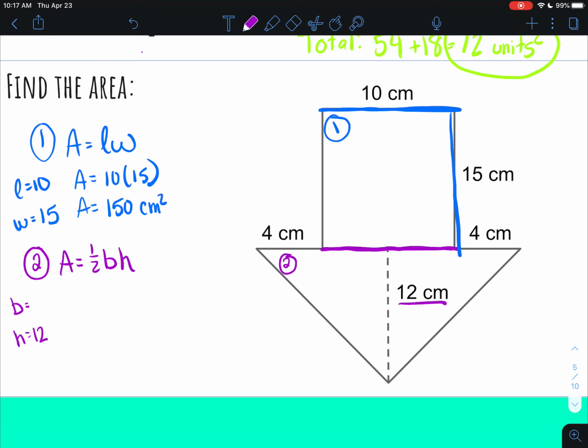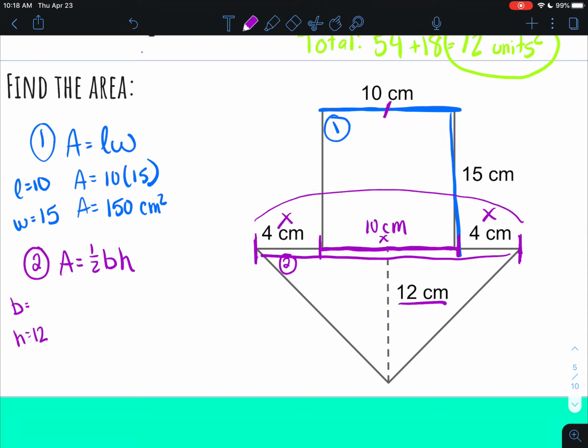Love when they just give us information. But the base is a little different. So the base goes from here all the way to here. It's this whole piece right here. So I have pieces of information that I kind of need to put together to figure out the whole base. So I know this chunk right here is 4. And this chunk right here is also 4. I need to figure out this chunk right here, which if you use your rectangle rules, if this is 10, this also has to be 10 centimeters. So I need to add up all of those to figure out the base of the triangle. So 4 plus 10 is 14, plus another 4 is 18.